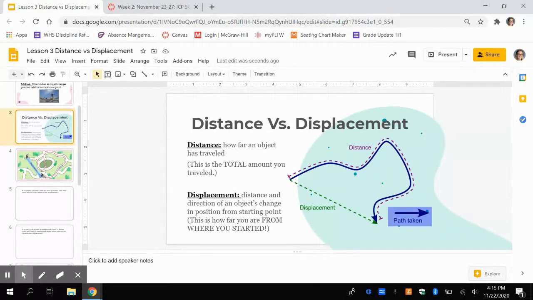So if we look at this picture here, we can see we started right here. Our distance, this is the actual path we took. So this is all of the stuff that we traversed. It's like a step counter. It's like counting how many steps you actually took. Then your displacement, if we started here and ended here, is how far you are from where you actually started. So the distance between where you started and where you ended. It's like your shortcut path, basically.